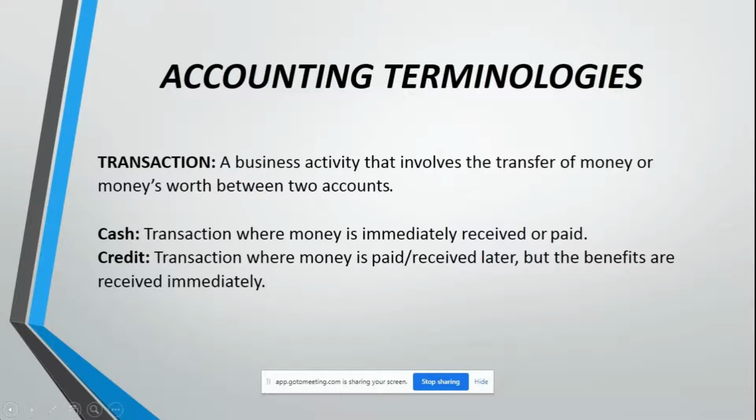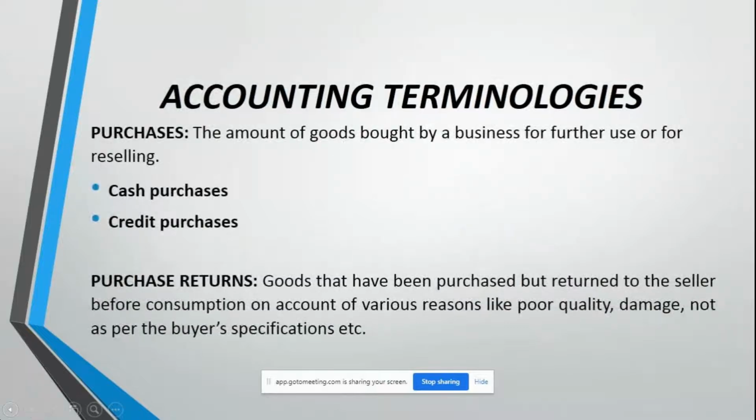So here we have clarity of what is a transaction and what is a cash and a credit transaction. The next we have is purchases. Now, of course, what do we mean by purchases? Obviously, the amount of goods which are bought by a business for further use or for the purpose of resale.